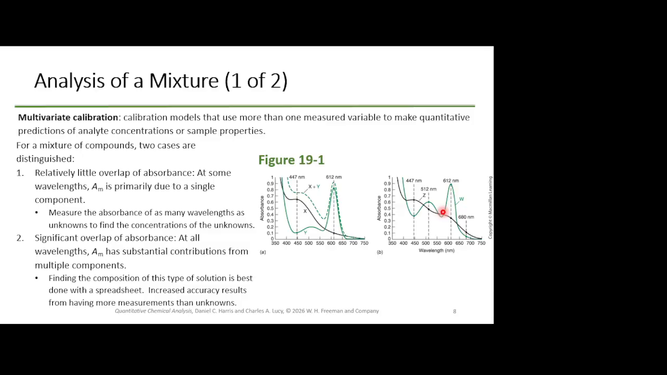So when we're talking about multivariate calibration, this can be models that use more than one measured variable to make quantitative predictions of analyte concentrations or sample properties. For mixture compounds, we can actually distinguish two cases. One is where we have relatively little overlap of absorbance, and one of those is going to be the primary cause of our total spectral absorbance. This would be a case of that right here. We have very little absorbance from one species and a lot of absorbance from the other. This is not a perfect case, but it's a decent case.